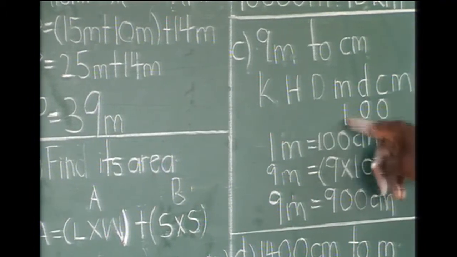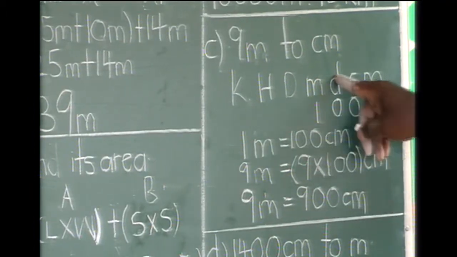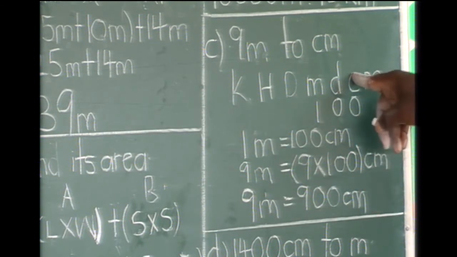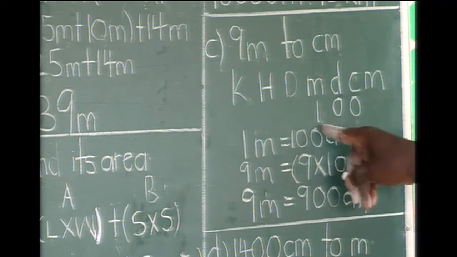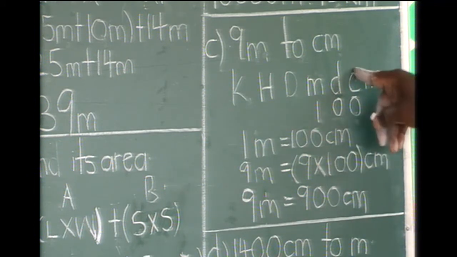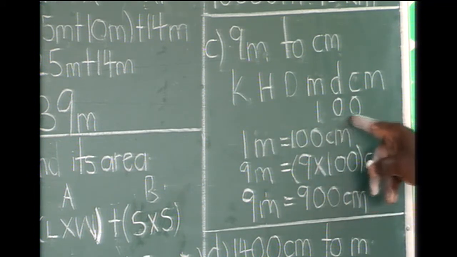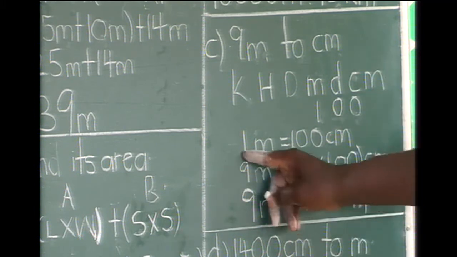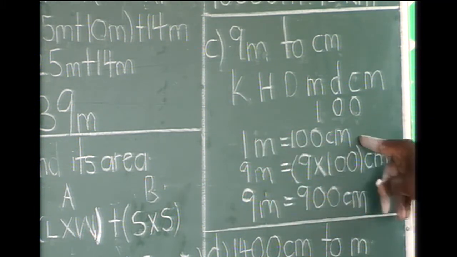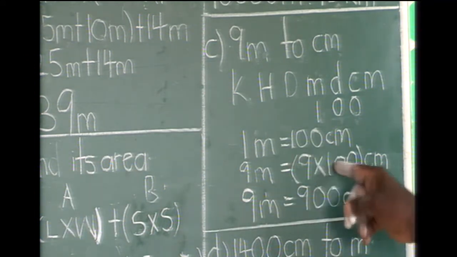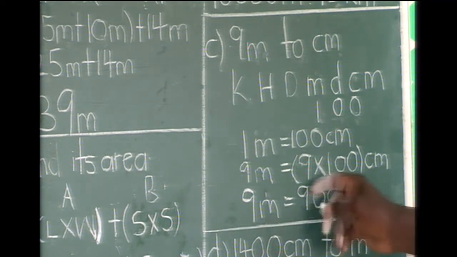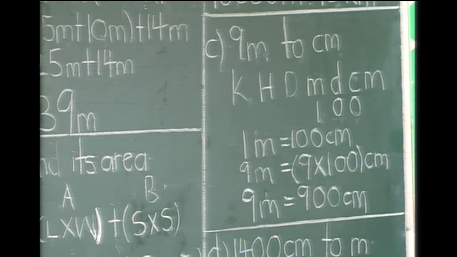So a meter is here, write a 1 against a meter. This is decimeter, write a 0. Then this is centimeter, you stop there. The fact is, 1 meter is equivalent to 100 centimeters. What about 9 meters? You are going to multiply 9 by 100 centimeters and get 900 centimeters that are equivalent to 9 meters. So it is as easy as that.